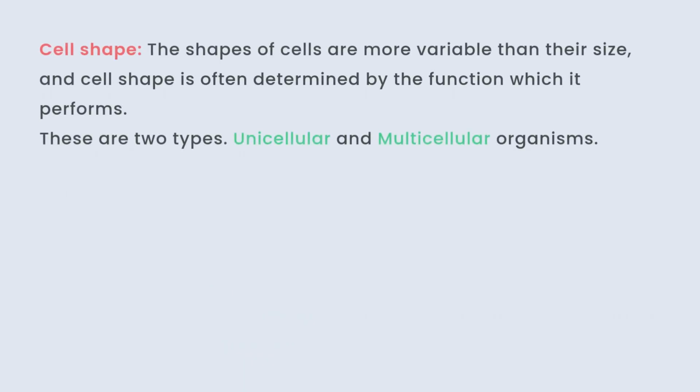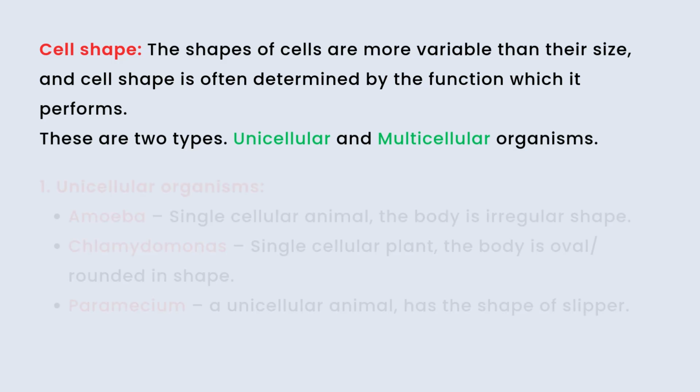Next, cell shape. The shapes of cells are more variable than their size, and cell shape is often determined by the function which it performs. That means both cell size and cell shape are determined by the function performed. Based on the number of cells, there are two types. Those are unicellular and multicellular organisms.